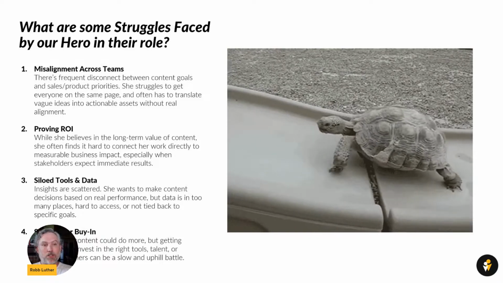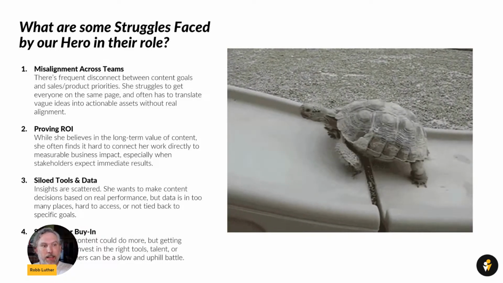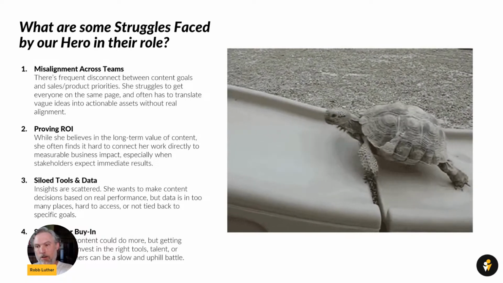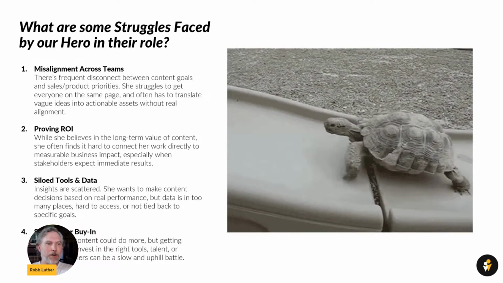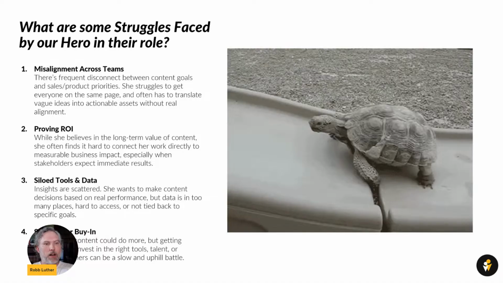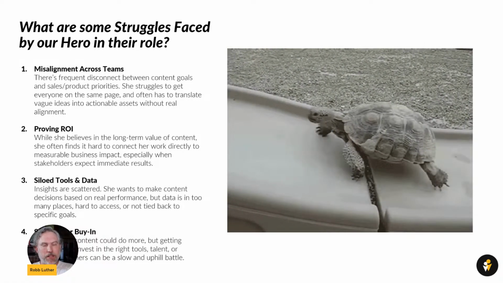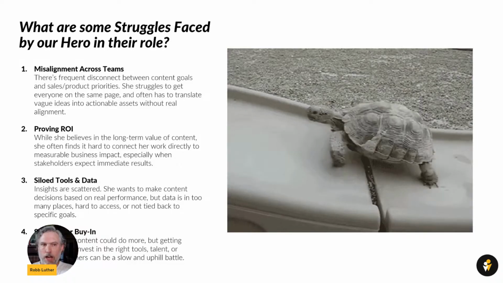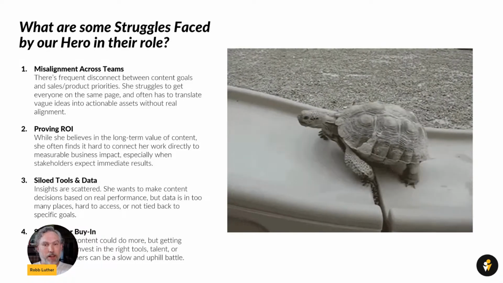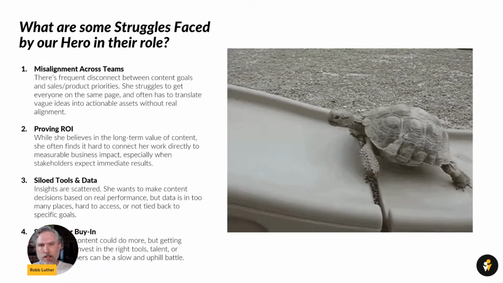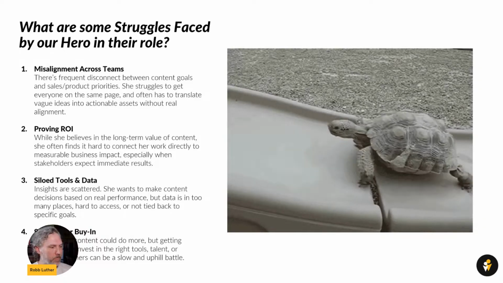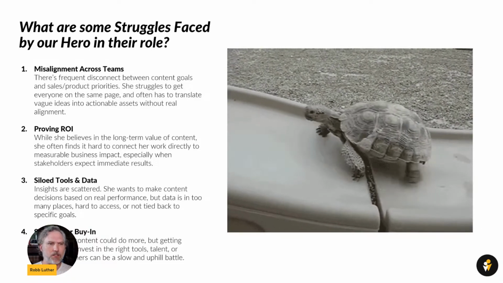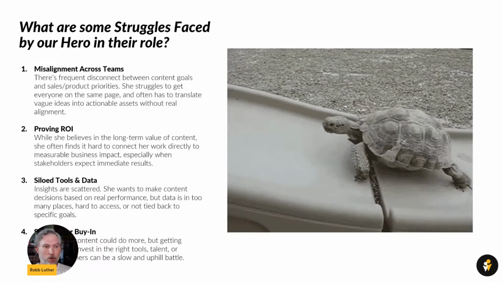So some common struggles, and these could probably affect any hero, start with misalignment across teams. I know sales and marketing are rarely unaligned, which is a joke, but misalignment between sales and marketing can be extremely challenging for both sides. They may not even realize it. Sometimes there's just a competition between them, and it can be challenging. So that can definitely be a struggle.